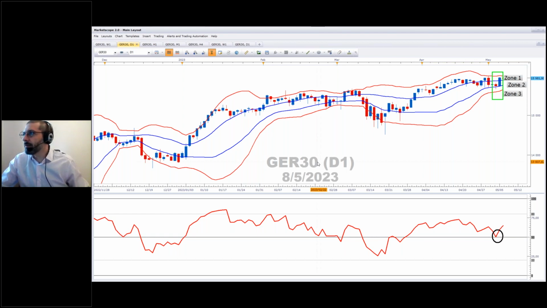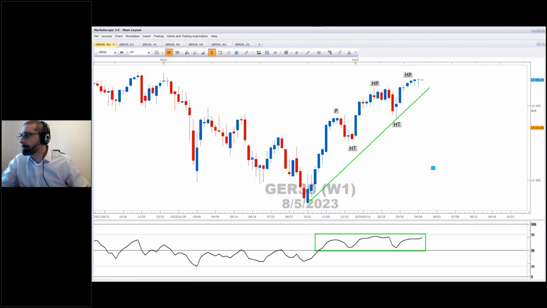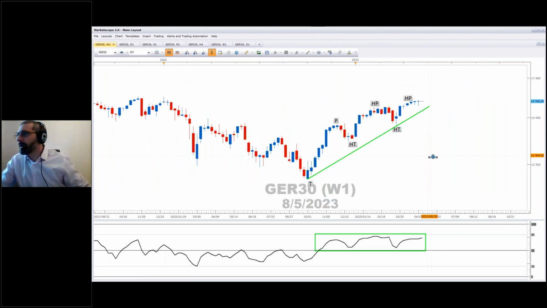All right, let's start off with the weekly chart here. Higher trough, higher peak, higher trough, higher peak. So we've got a really good looking uptrend here. We've got a trend line measuring the momentum of the uptrend.